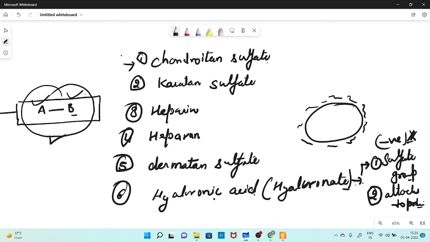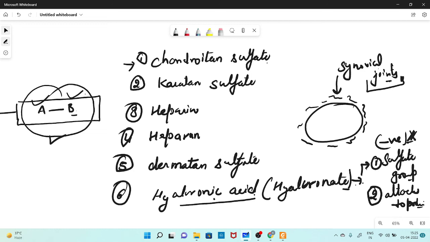So hyaluronic acid, where is it present? It is present in your synovial fluids, and synovial fluid is present in your joints. So joints basically have your hyaluronic acid concentration, right? When this concentration goes down, your joint starts to experience pain. Or this is also present in the eyes. So this is important about the hyaluronic acid.